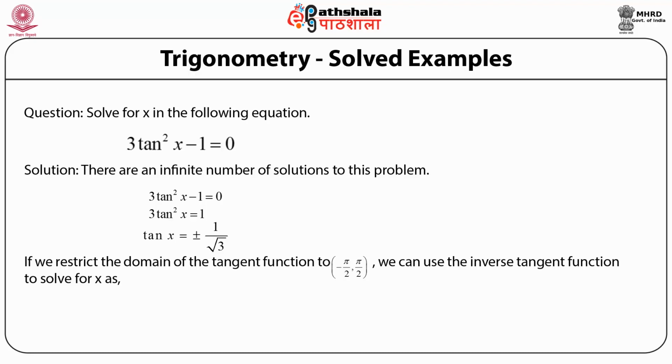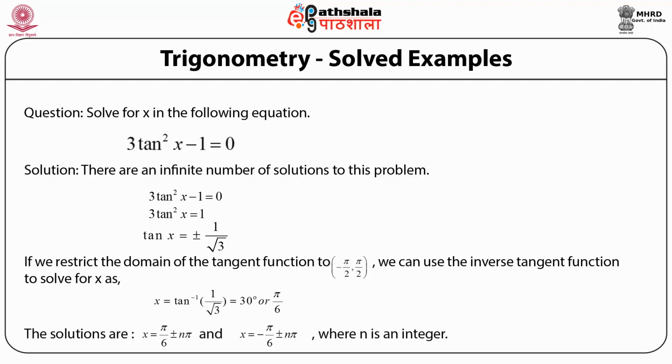we can use the inverse tangent function to solve for x as x is equal to tan inverse of 1 by root 3 is equal to 30 degrees, or it is pi by 6 in terms of radians. So the solutions are x is equal to pi by 6 plus or minus n pi, which means you add pi by 6 to pi, or you can add it to 2 pi, or you can add it to 3 pi, then for all those angles, tan x is either going to be 1 over root 3 or it is going to be minus 1 over root 3. So all those angles are solutions of this problem.